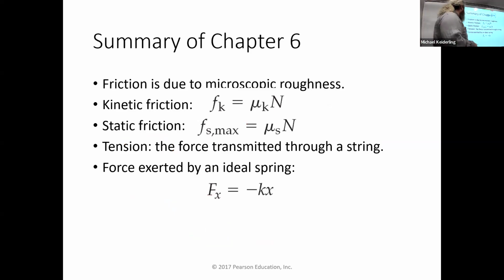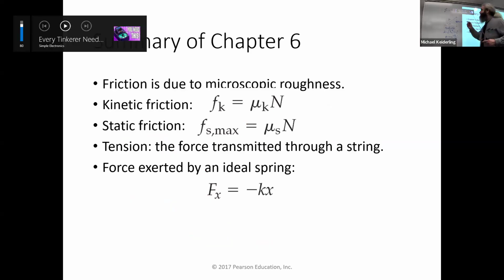So, chapter 6. Friction is due to microscopic roughness. For kinetic friction, the force for kinetic friction.